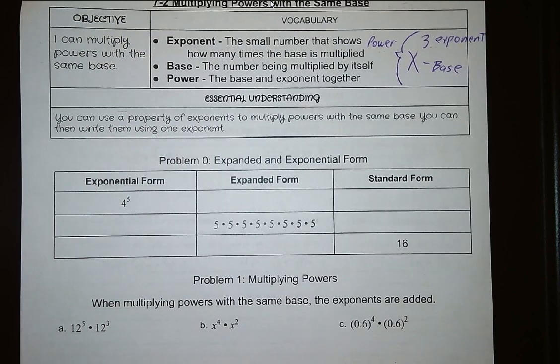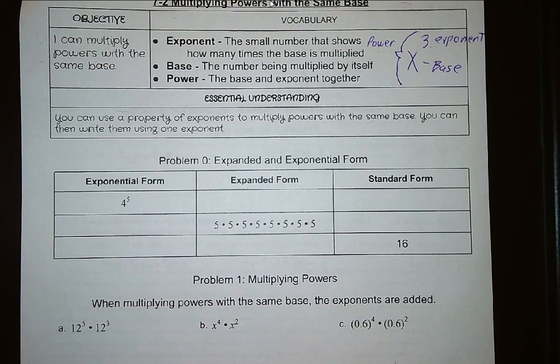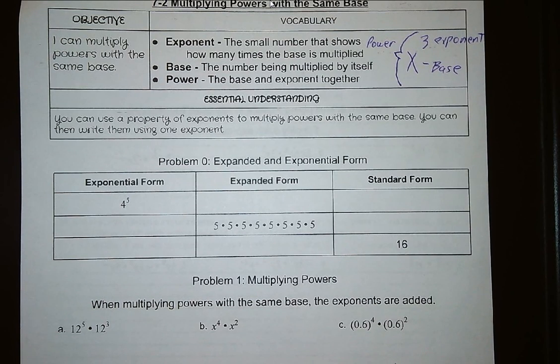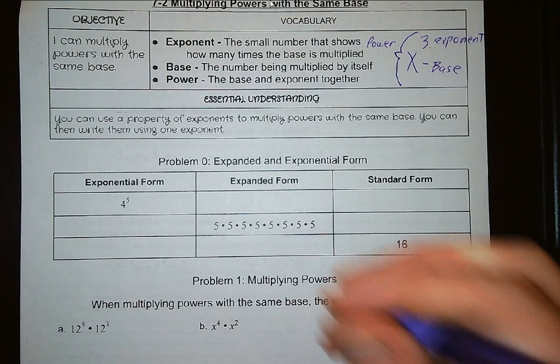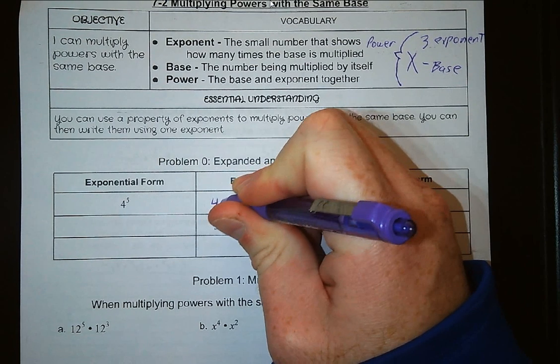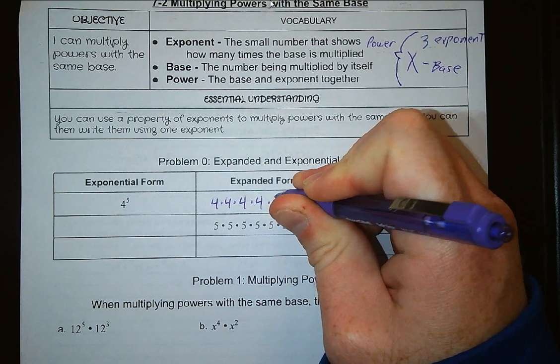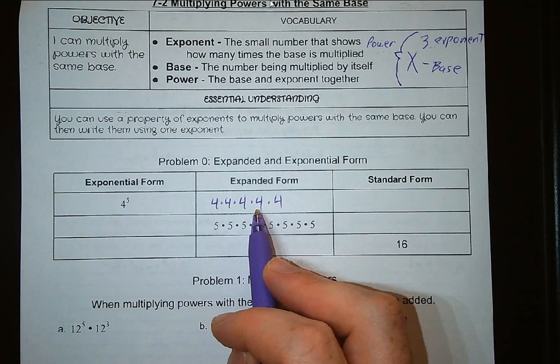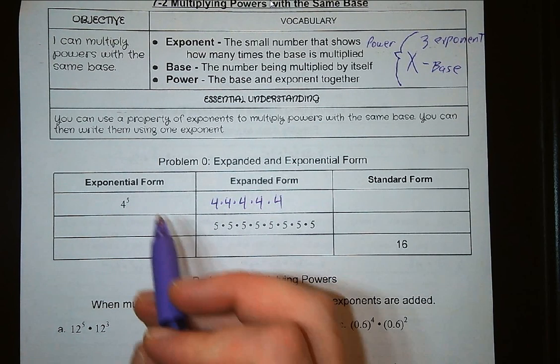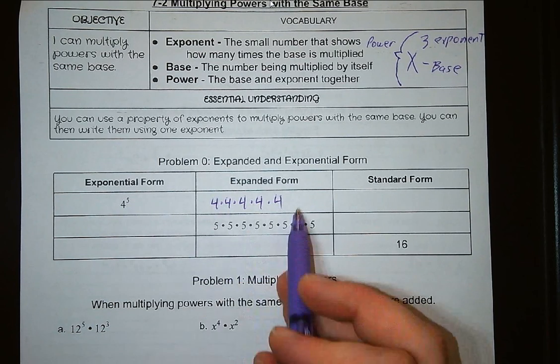So we have exponential form, which is a number that has an exponent. It is a power. We have a base raised to an exponent, and it is 4 to the 5th power. So that means we are going to multiply 4 by itself 5 times. Now, in expanded form, we list out each and every one of those terms. So in this case, it'll be 4 times 4 times 4 times 4 times 4. 1, 2, 3, 4, 5 terms. There are 5 4s in our number.